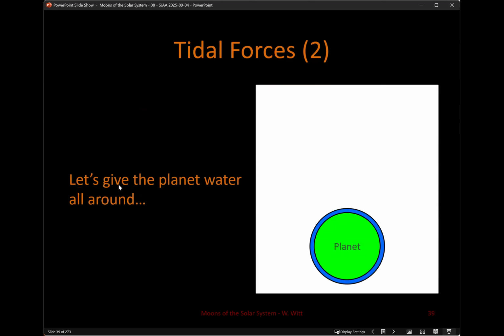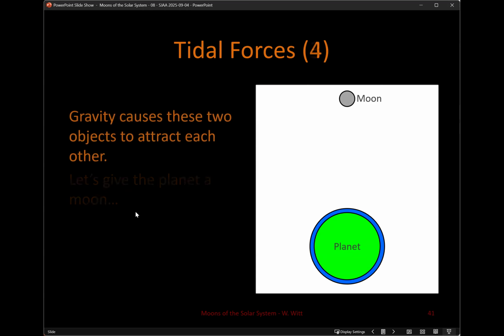Now we'll give that planet water all around. So imagine it's just an ocean planet, right? It's just water all the way around the planet's surface. And then, we'll pop a moon into existence. So now here we have a little moon up here. And now gravity causes these two objects to attract each other, right? Any two things actually attract each other.